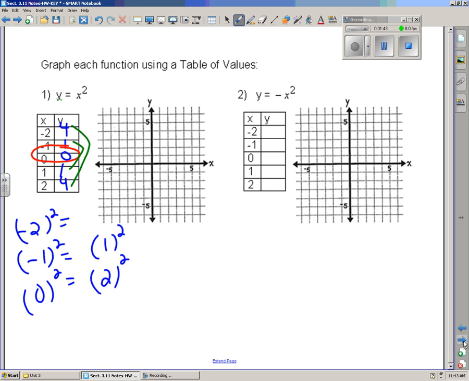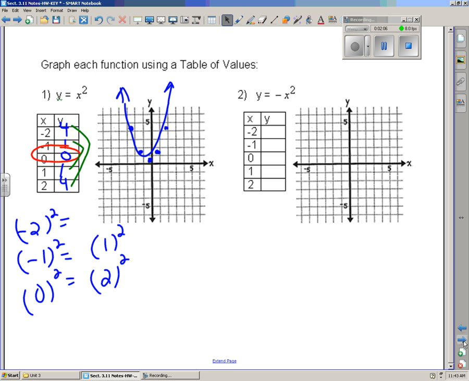When we graph this, -2 to 4, I'm not oriented very well, as you can see. -1, 1, 0, 0, 1, 1, 2, 4. And then we have this U-shaped graph. Okay, so that's the first parabola. Again, I'm not oriented so well, so yours look much better than mine.